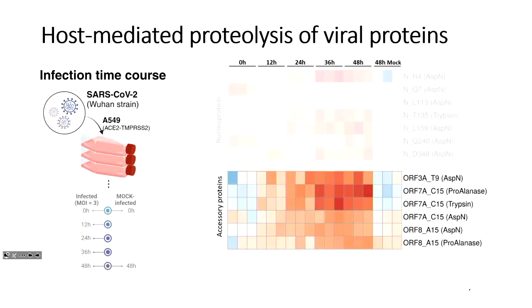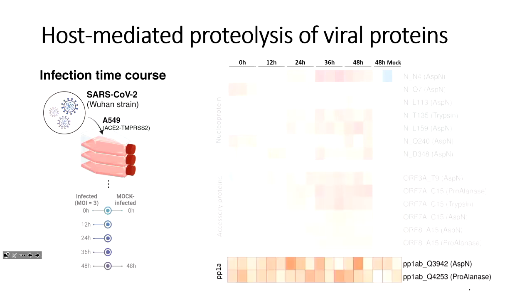In addition to the nucleoprotein, we detected other cleavage sites in ORF3, 7A, and ORF8, but these are all mediated by the removal of signal peptides from these proteins. And we also detected lower levels of cleavage at the polyprotein. And these are known to be mediated by the virus 3CL protease.